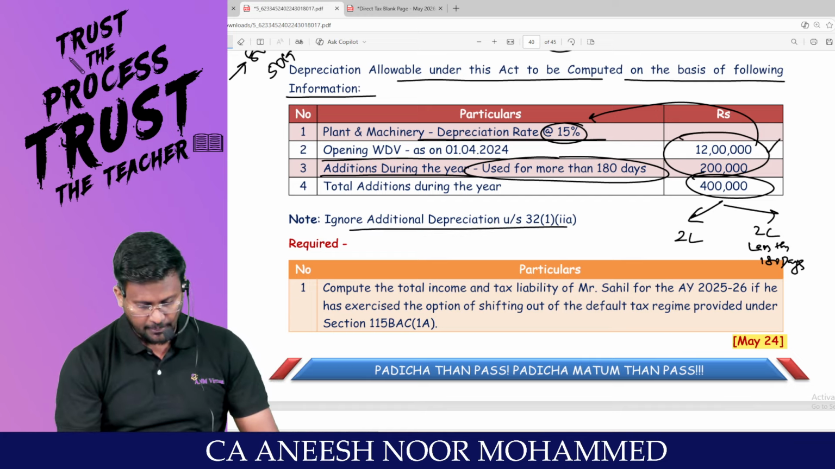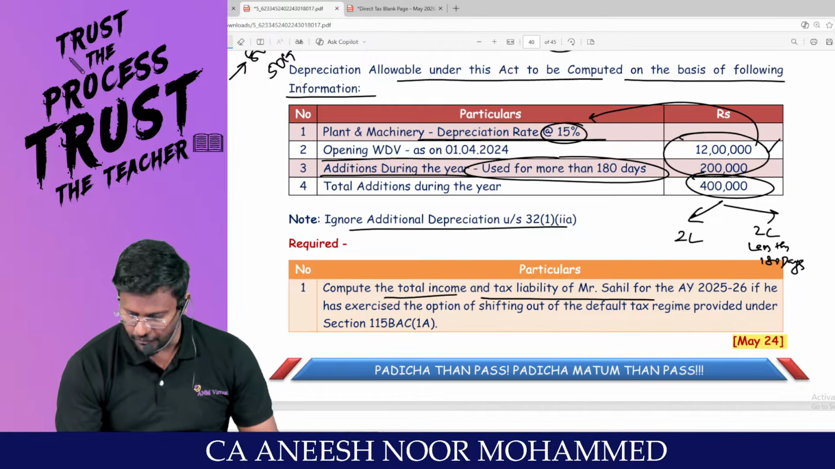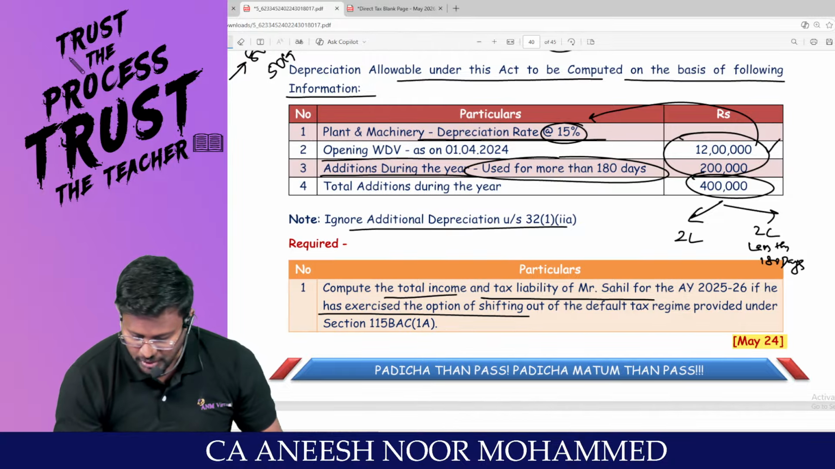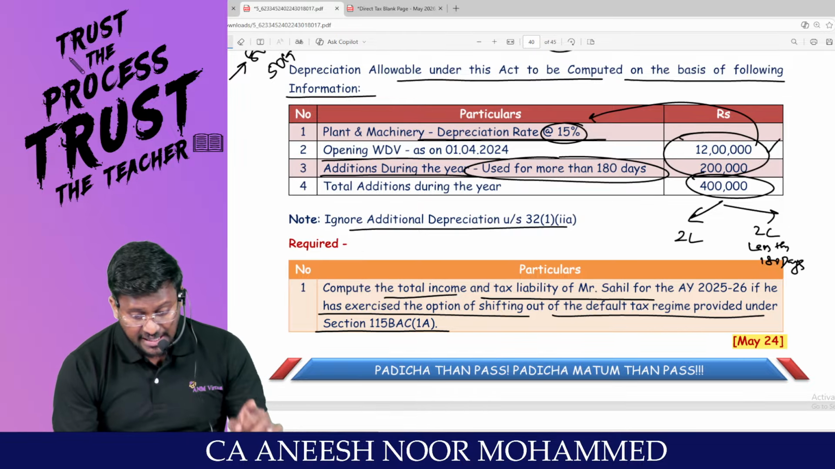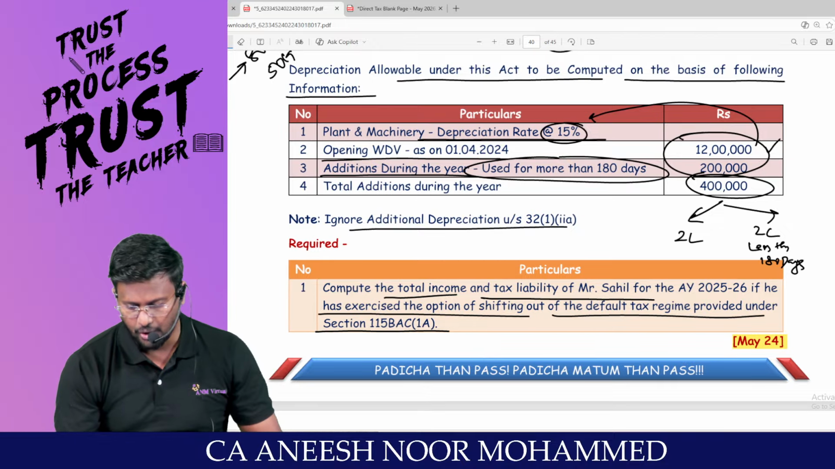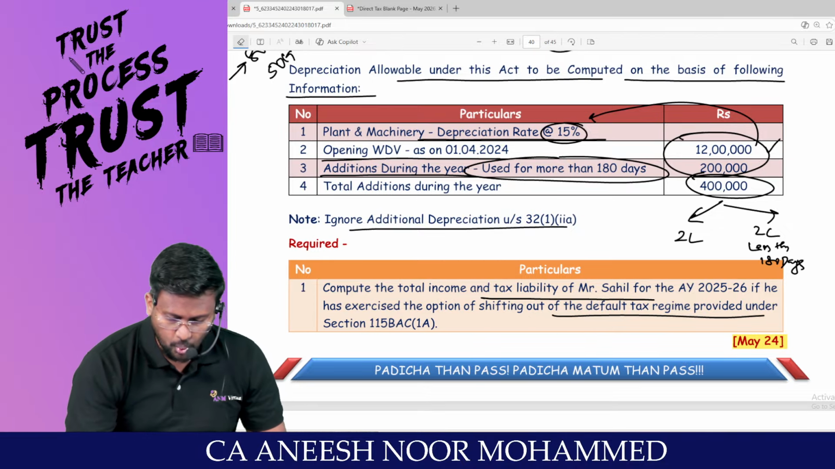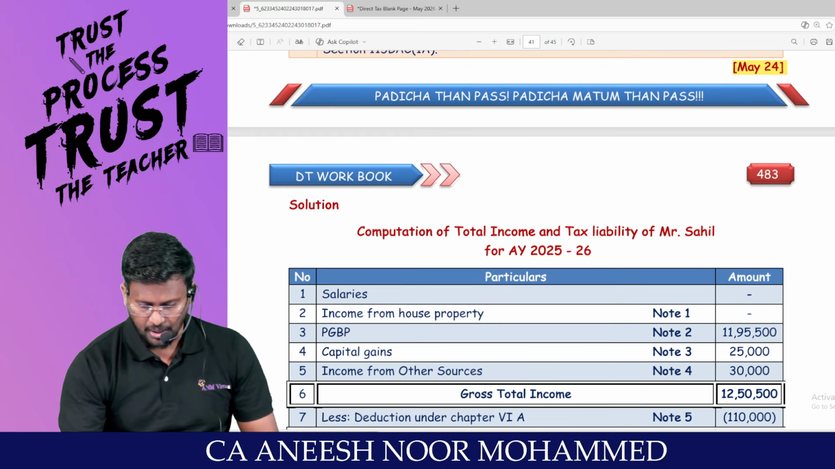Ignore additional depreciation, they said. Compute the total income and tax liability of Sahil for assessment year 25-26 if he has exercised the option of shifting out of the default tax regime provided under 115BAC. If he has exercised the option of shifting out of the default tax regime, that means in what route he is going to travel. Optional tax regime. Simple.